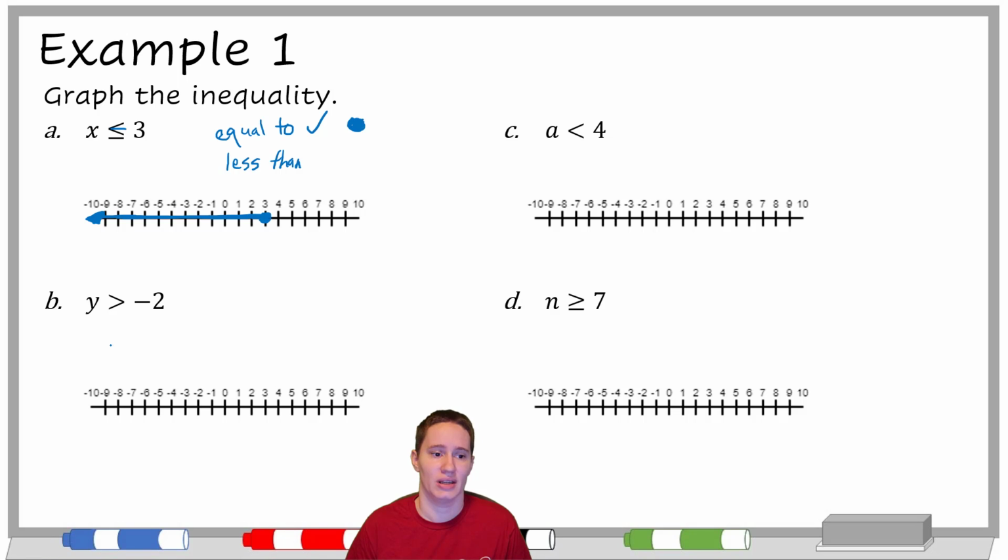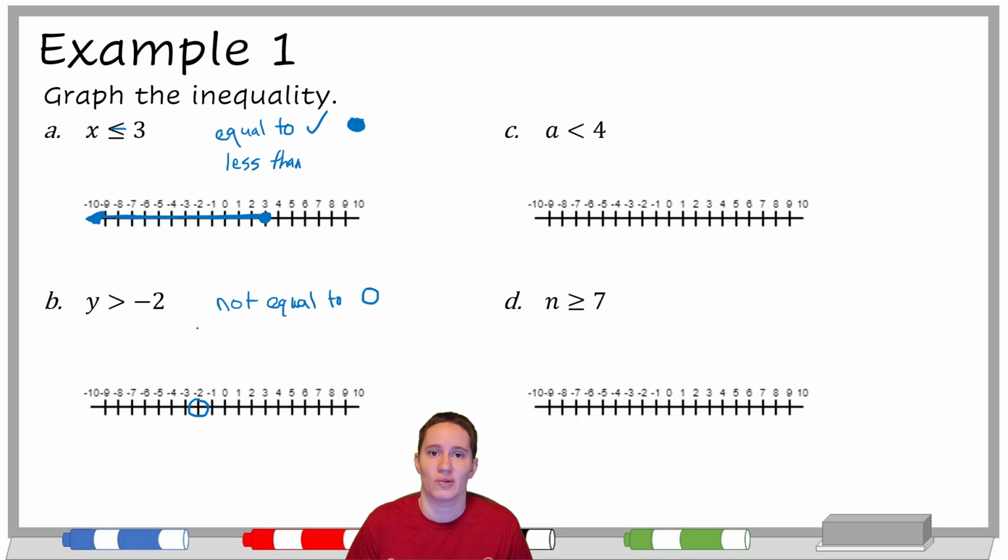Let's look down here at b. y is greater than -2. Okay, so are we equal to or not equal to? There's no line underneath, so we're not equal to. So this is going to be an open circle at -2, which is right here.